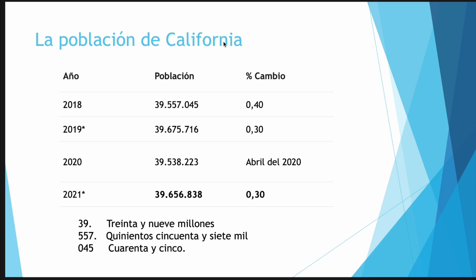La población de California, ok, vamos a ver. En el 2018 fue 39.557.045. You try to read the other ones, how they grow over time. 2019, 39.675.716. En el 2020, 39.538.223. Y en el 2021, 39.656.838.